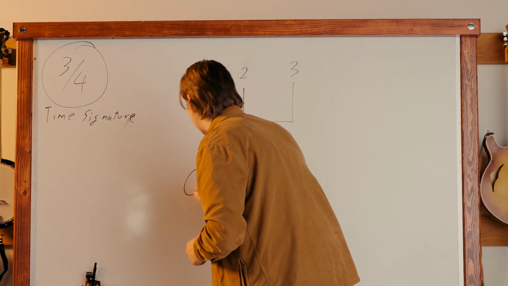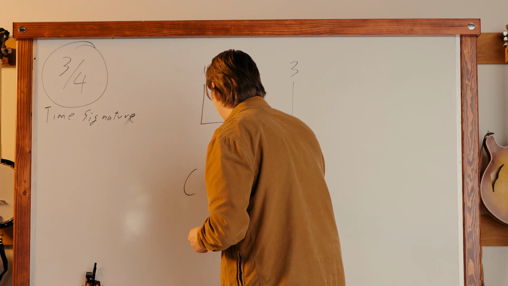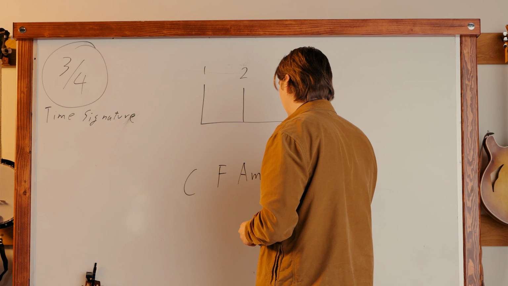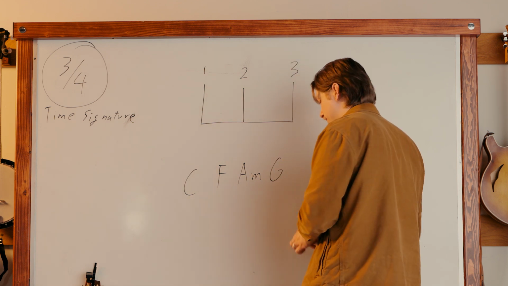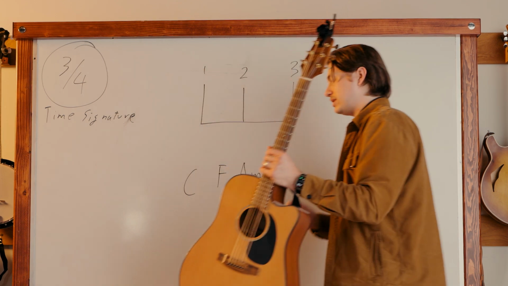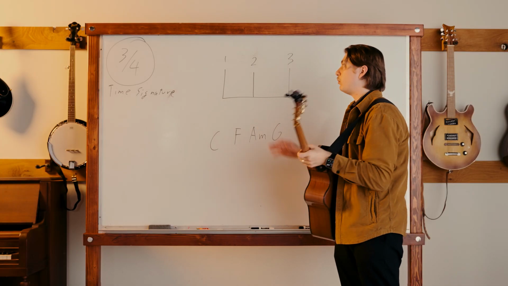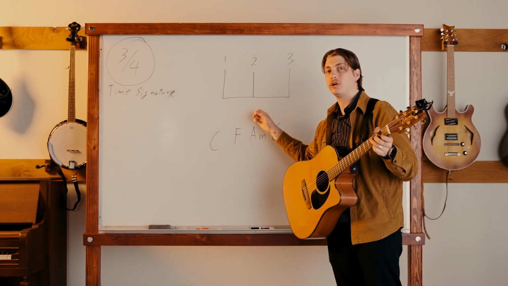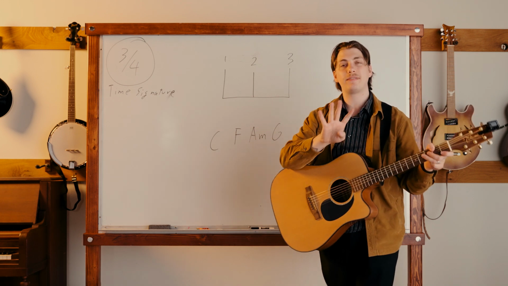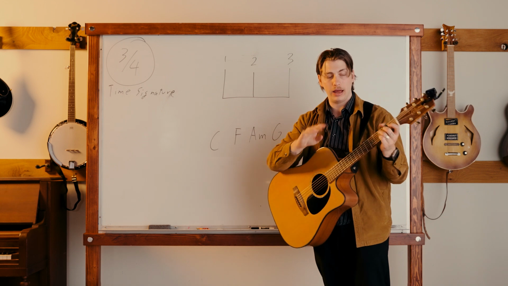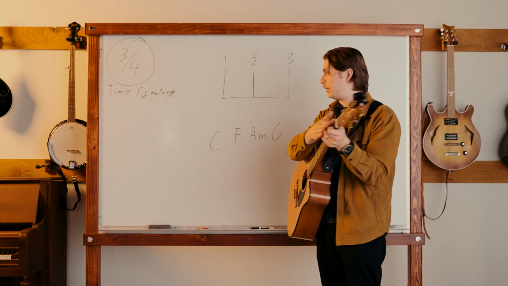Here's a C, and here's an F, and maybe let's do an A minor and a G. This is our chord progression. We're going to play C, F, A minor, G, and we're going to play it in 3/4 timing. So instead of counting to 4, we're now going to try to count to 3. Here we go. Let's play a C chord.